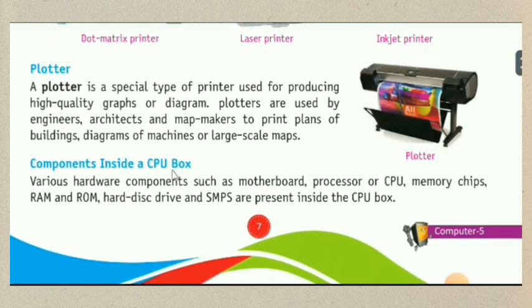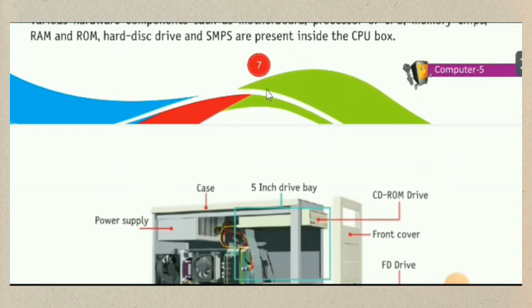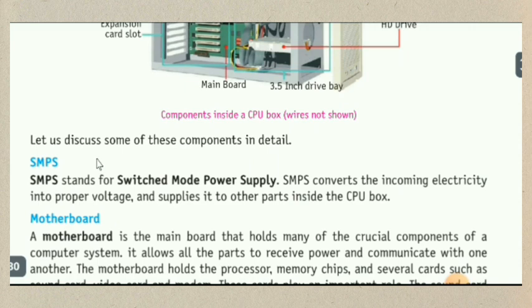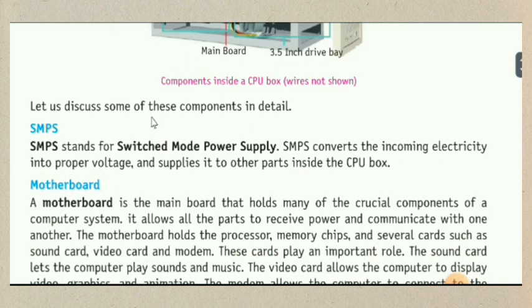Components inside a CPU box. Various hardware components such as motherboard, processor or CPU, memory chips, RAM and ROM, hard disk drive and SMPS are present inside the CPU box. Let us discuss some of these components in detail.